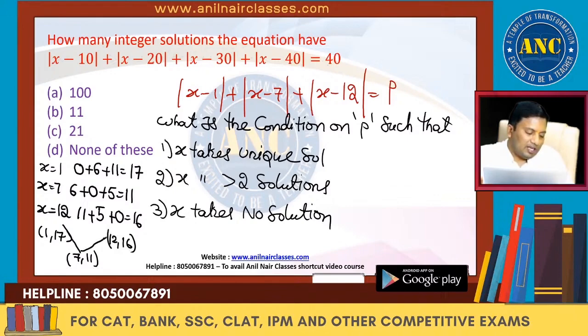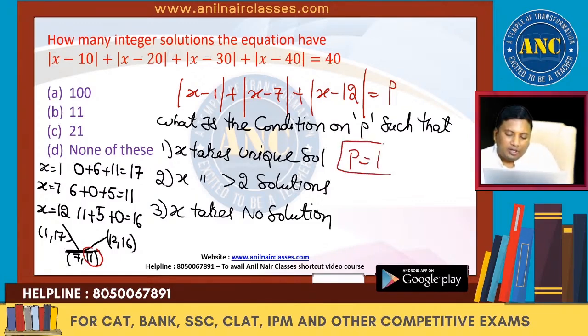The graph is like this. If you substitute x greater than 12 and x less than 1, the graph is going upwards. So the graph is like this. Now x takes a unique solution when p equals 11. I hope it is clear.